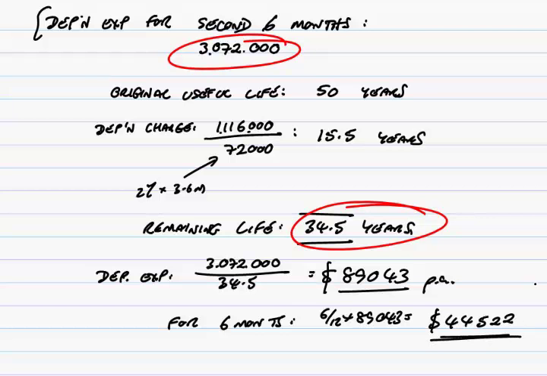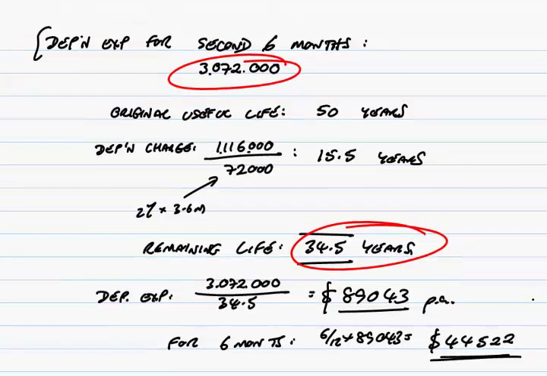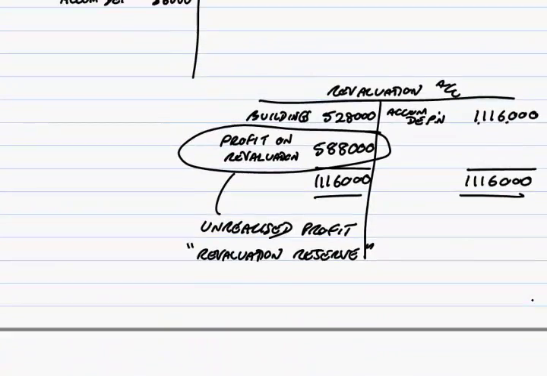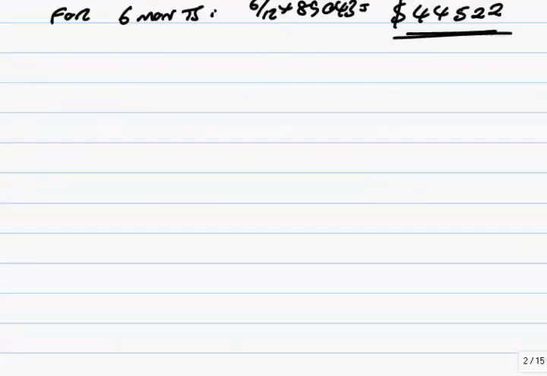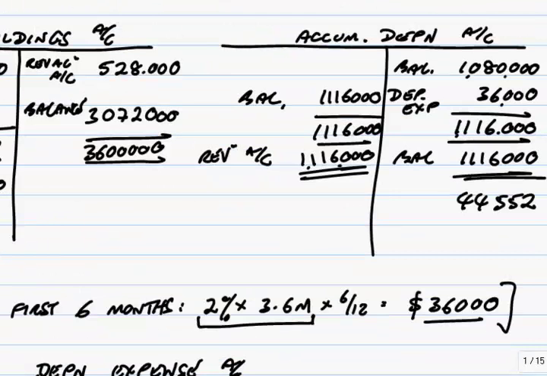And now we can go back and put through the entry. The expense for the second 6 months, 44,522. As always, credit the accumulated depreciation. I better check I've got the amount right. 44,522. The cost of doing it, debit the expense account.